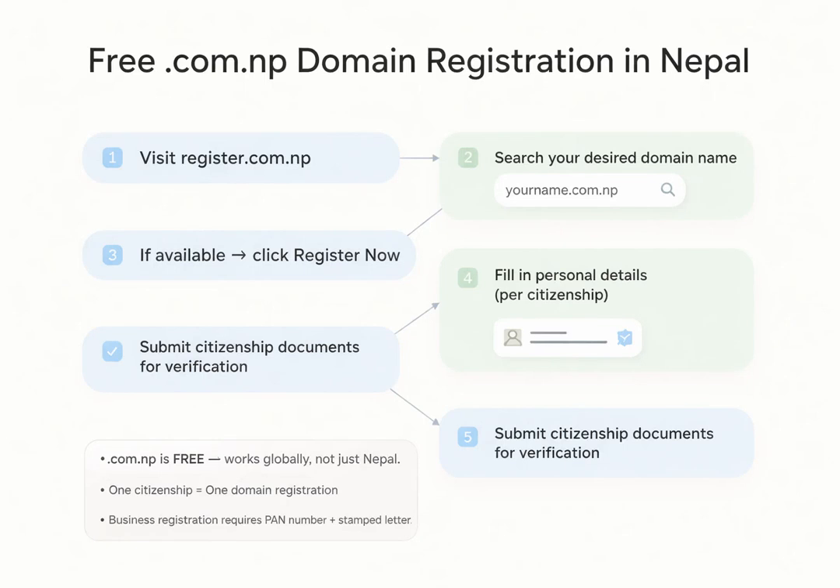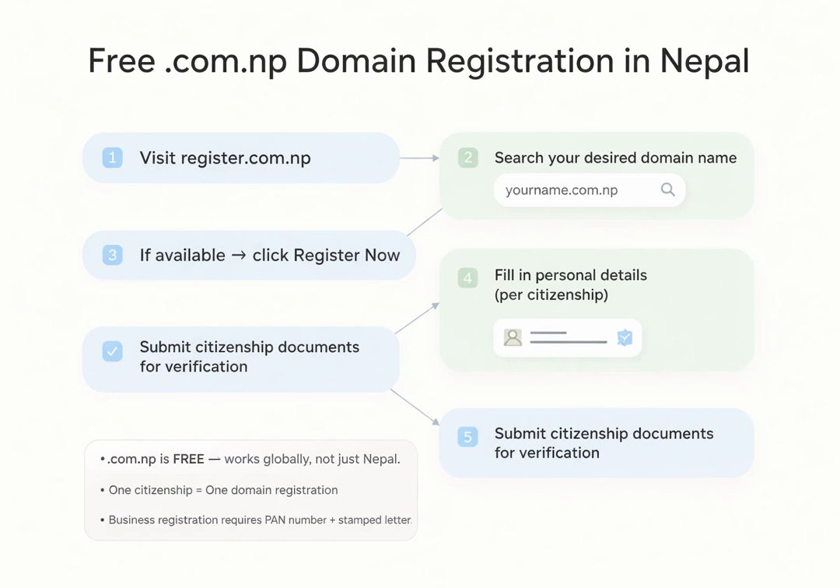Here's something many people don't know. You can register a .com.np domain completely for free. And contrary to what some might think, it works globally, not just inside Nepal. You go to register.com.np, search for your desired domain name, and if it's available, you register it.